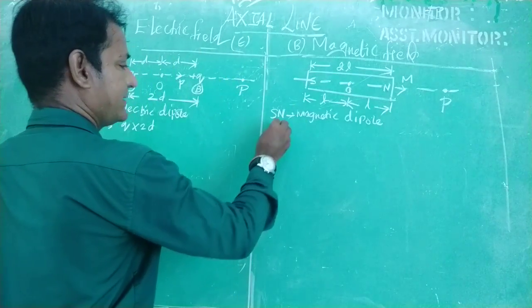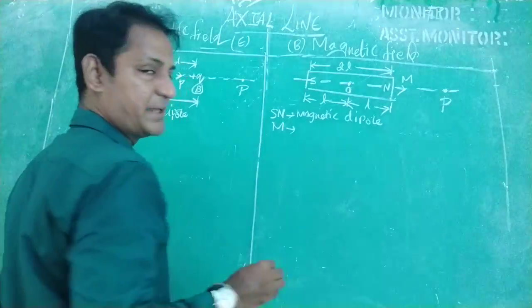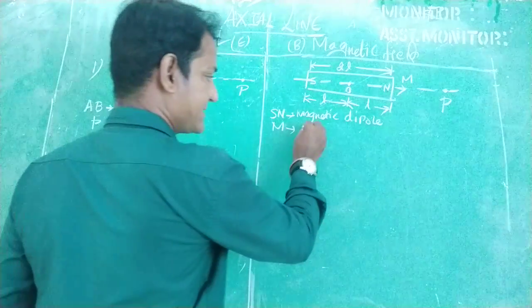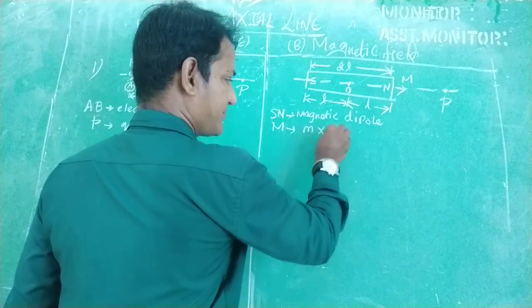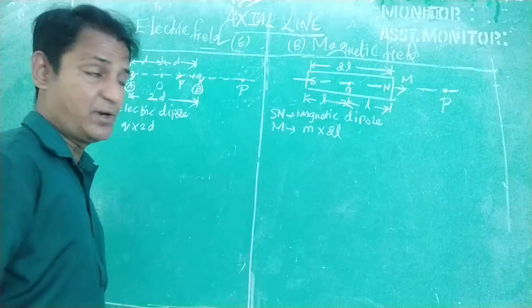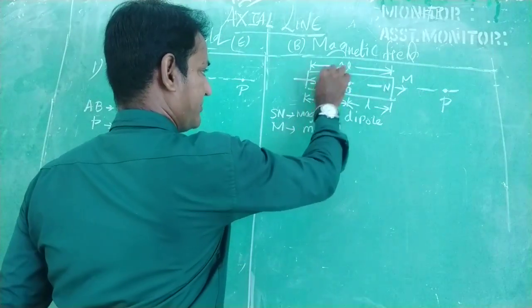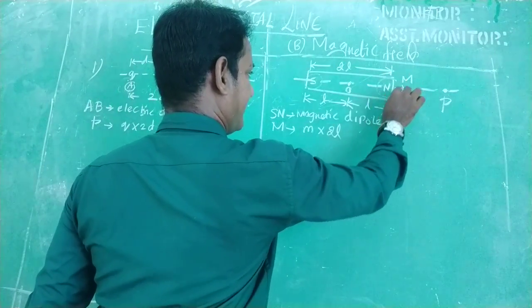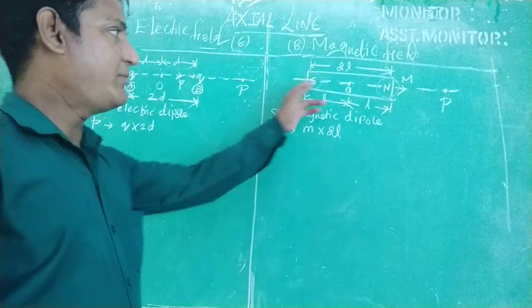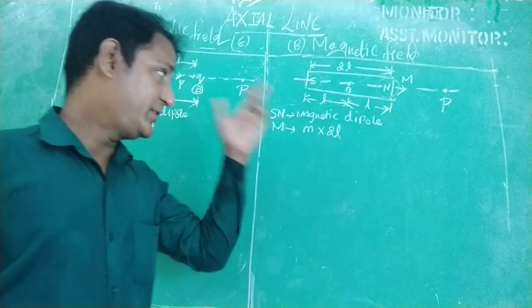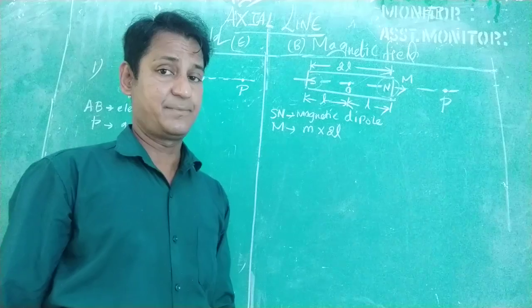Here capital M is the magnetic dipole moment, whose formula is small m into 2L, where small m is the pole strength of the south pole or of the north pole. So, any one of the pole strengths into 2L is the magnetic dipole moment. Okay.